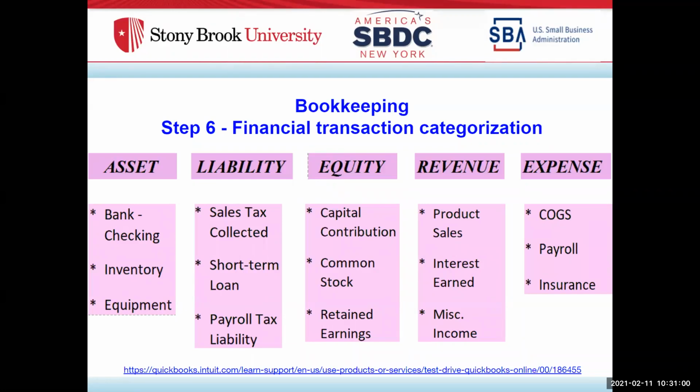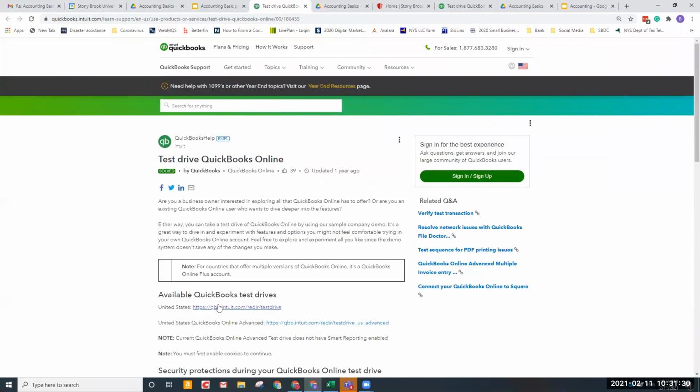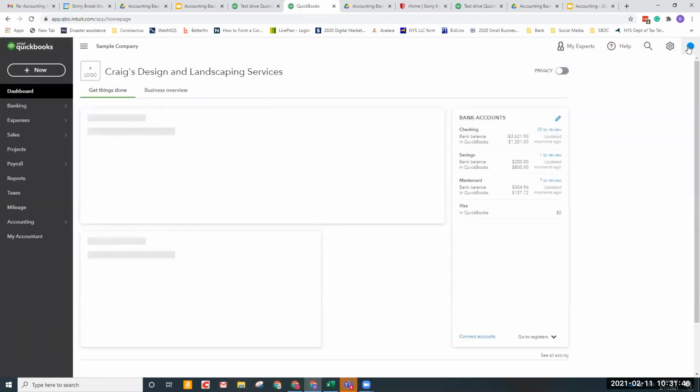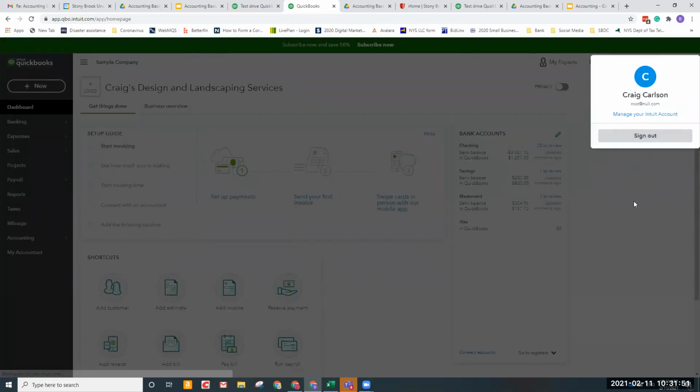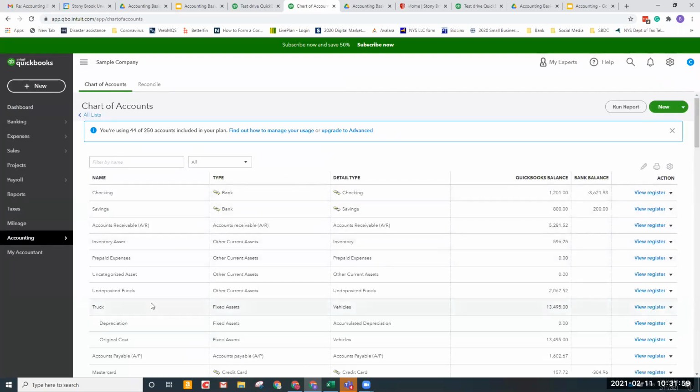So if you use accounting software for bookkeeping, when setting up your business account, the system automatically creates a chart of accounts based on your industry. You can add new accounts if needed. So now we can use QuickBooks Online to demonstrate. So now we're in the QuickBooks Online system. And as we said, when you create the account, the system will automatically generate a chart of accounts.